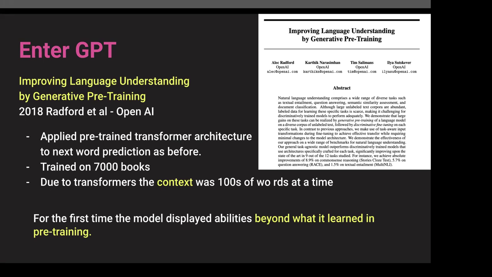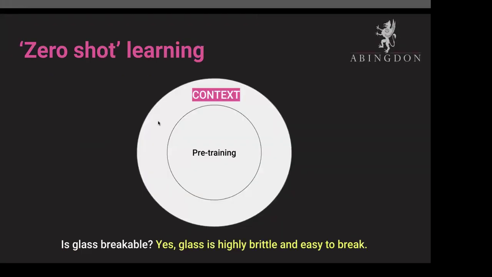And for the first time, they started to see that the model was starting to display abilities beyond what it had learned in pre-training. So what do I mean by that? Effectively, you could start to do something called zero-shot learning. You have a pre-trained model, which has spent hours cooking away on GPUs in the cloud, training on books and everything else. And once it's finished, you have this context window whereby you can ask it questions, not just, like we saw before, the meaning of life, and ask it to finish a sentence, but you can actually ask it questions that weren't in the original training data. So this was a massive discovery.